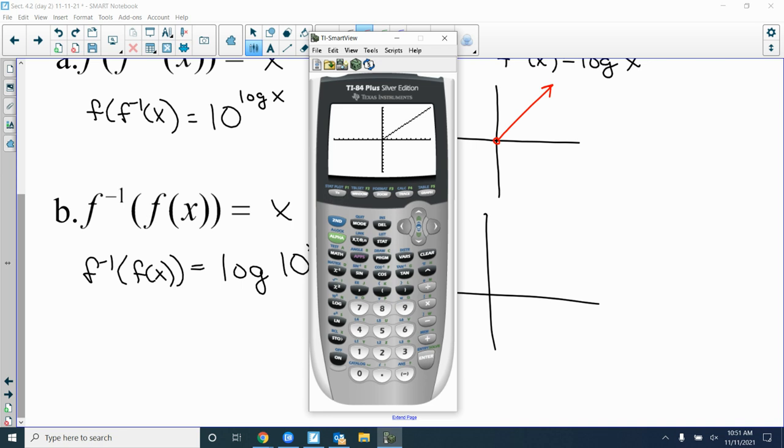So now take your other one out, clear it out, and I got log of 10 to the x power. Whoops, that should be a 10.